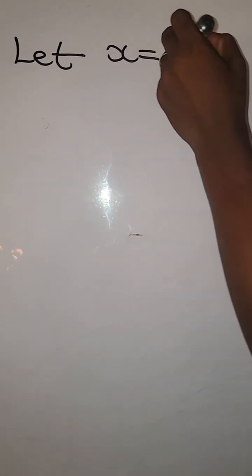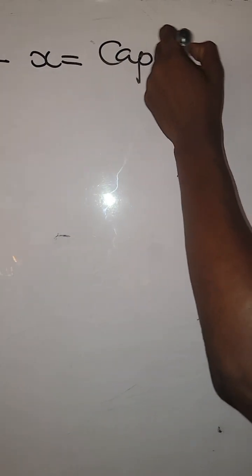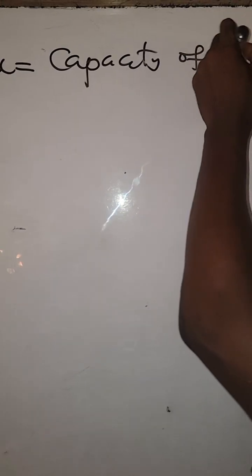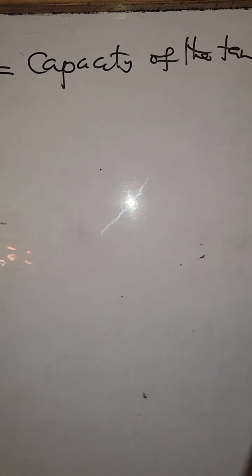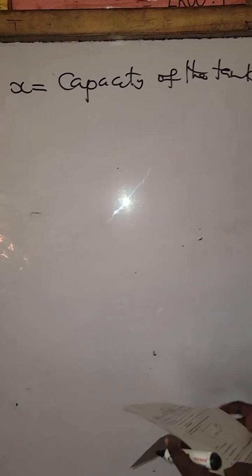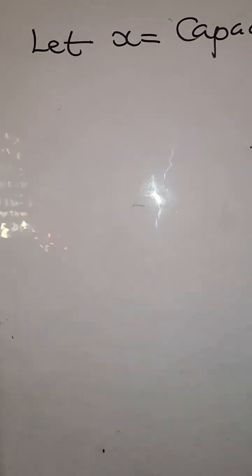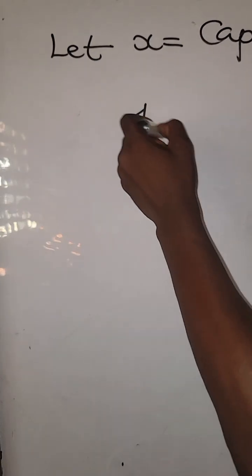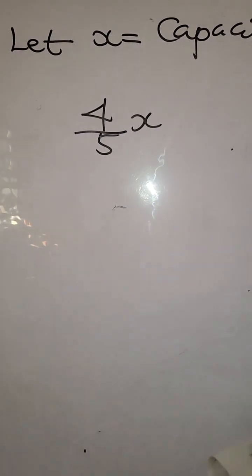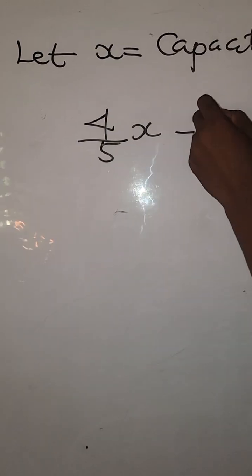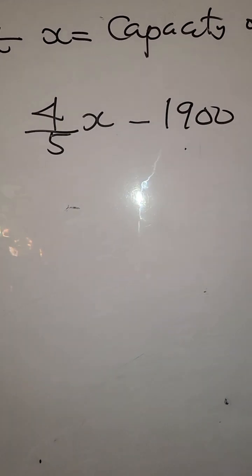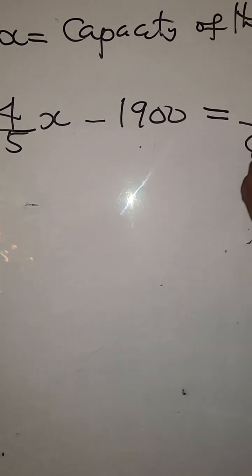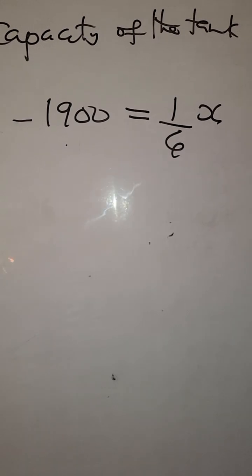Let X be the capacity of the tank. So the question said the water tank is 4/5 full. That's 4/5 times X. And then we are drawing out 1,900 liters from it. And what is left is 1/6 of the X.